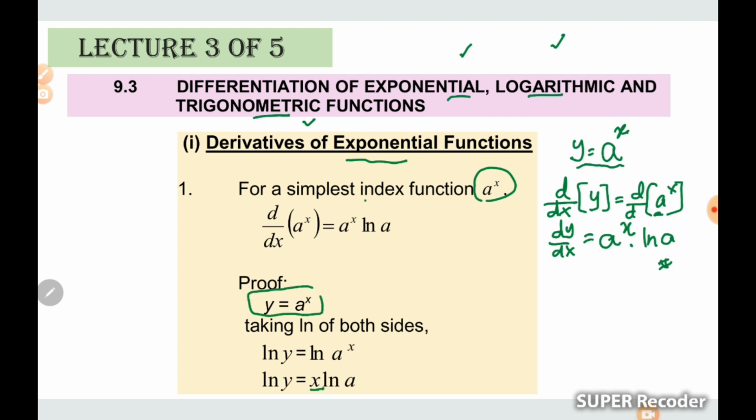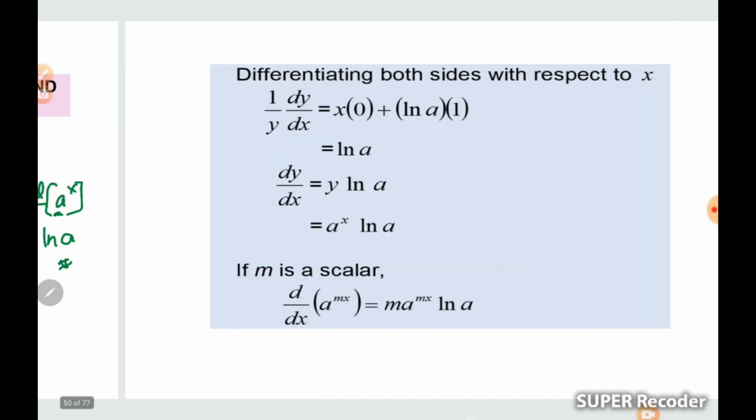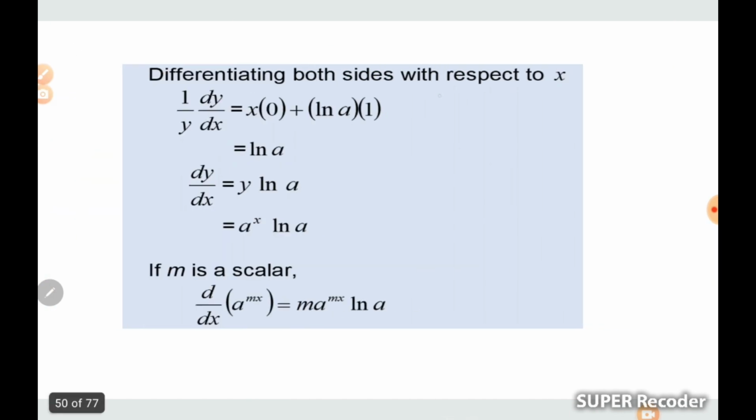If given y equals a^x, you need to take ln on both sides of the equation. Then you will get ln y equals ln a to the power of x. Please take note, when you take ln on both sides, we can apply the rule, so we can bring x in front. So ln y equals x ln a. Okay, so we continue on the next page. Then ln y equals x multiplied with ln a.